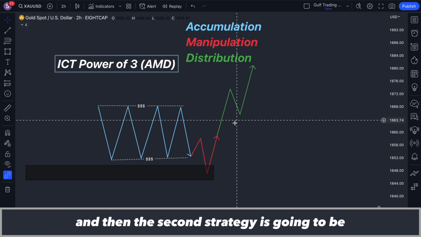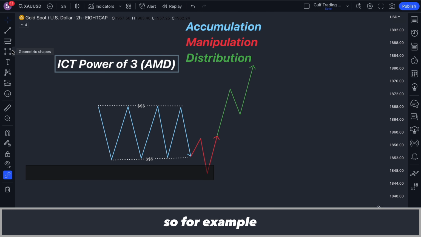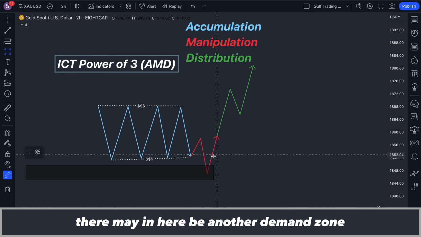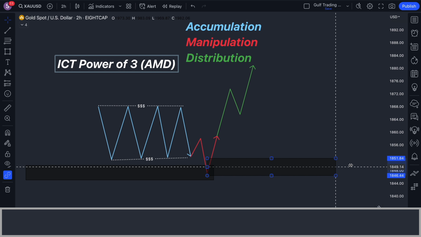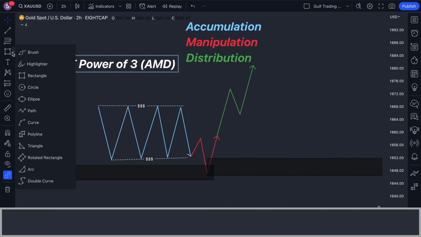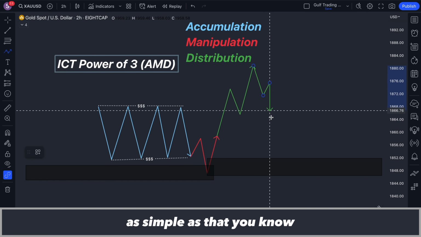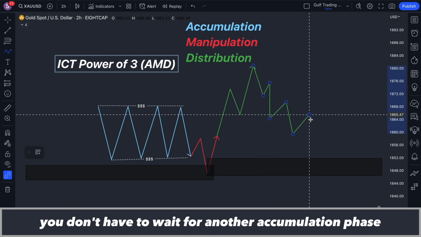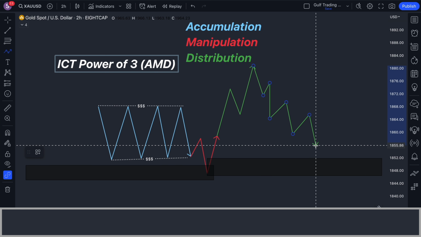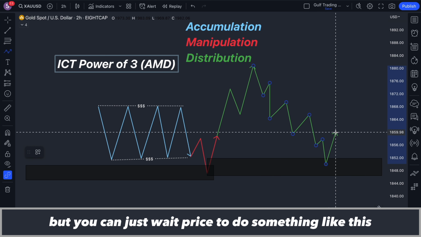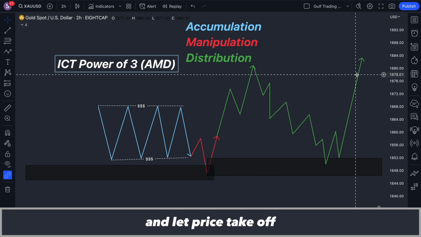And then the second strategy is going to be just waiting for a pullback to a discounted zone. So for example, there may in here be another demand zone that you can mark up, and you're just going to wait for price to come back into your zone effectively. As simple as that. You don't have to wait for another accumulation phase above this zone. If you do, then it's obviously going to be high probability, but you can just wait for price to do something like this, and then maybe even go for a lower time frame entry and let price take off.